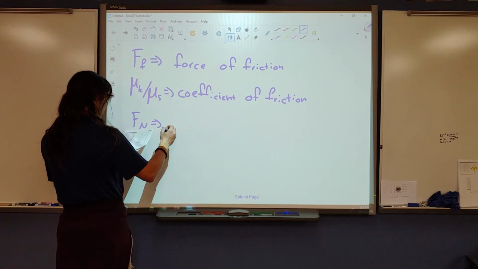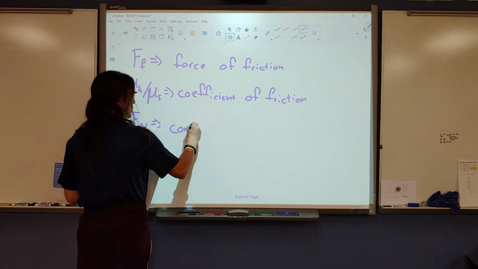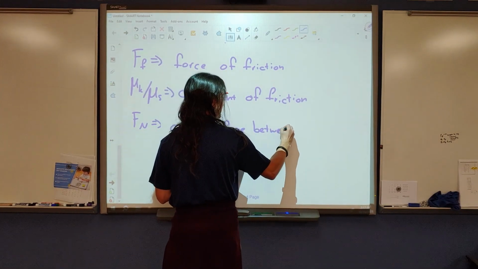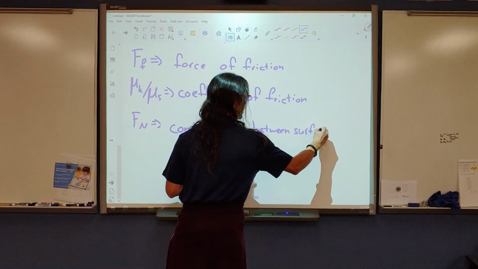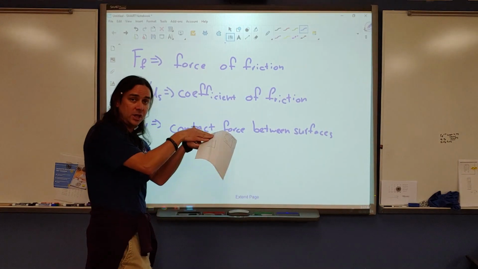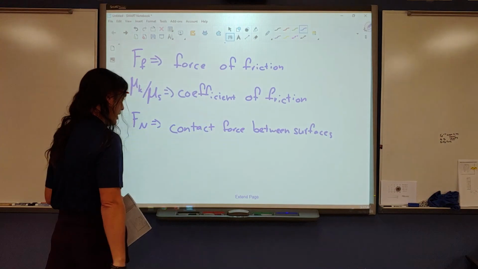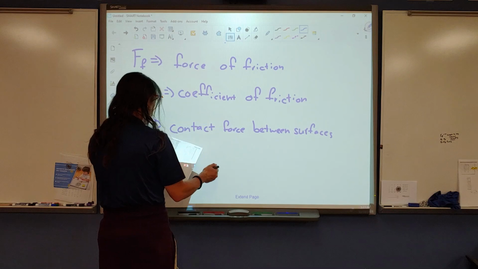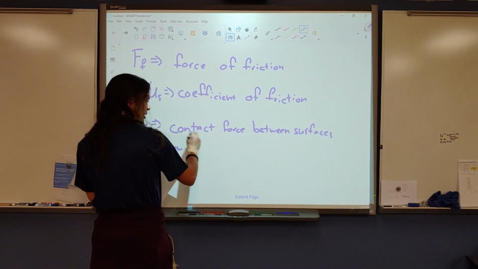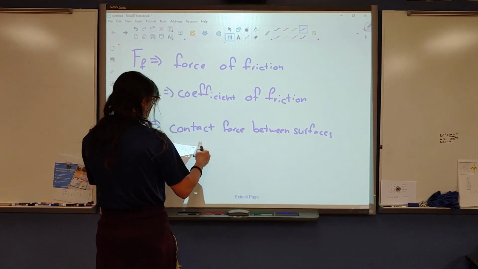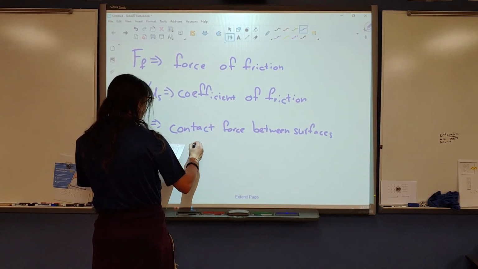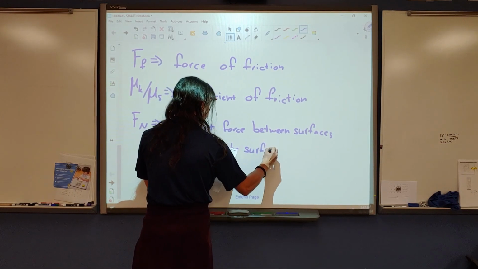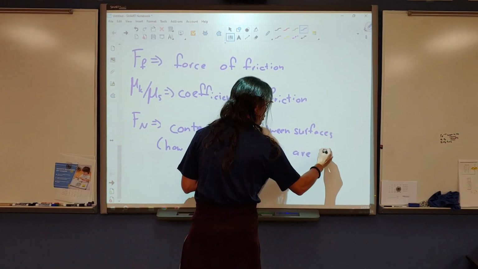Fn, our normal force. This is the contact force between the surfaces. Now remember, friction's all about two surfaces that are either sliding past one another or trying to slide. So the normal force is actually how hard those surfaces are squeezed together or pushed together. In fact, that's my next line on here, the technical description, the contact force between the surfaces. Here's how you can understand it: how hard the surfaces are pushed together.